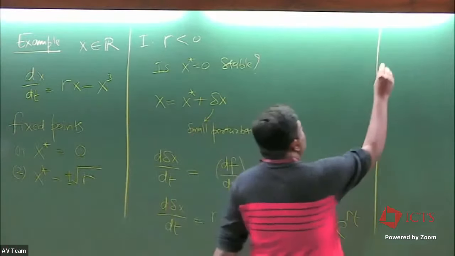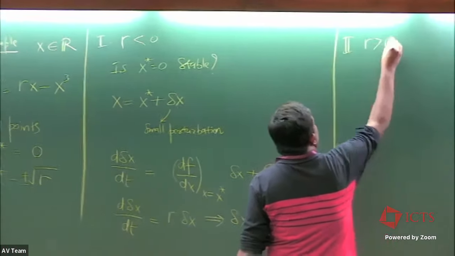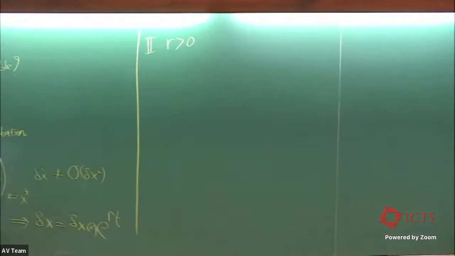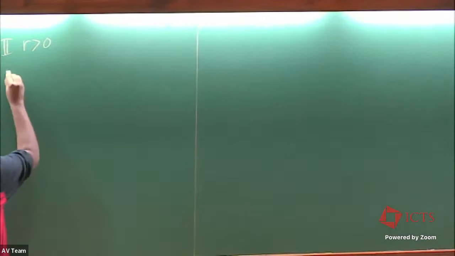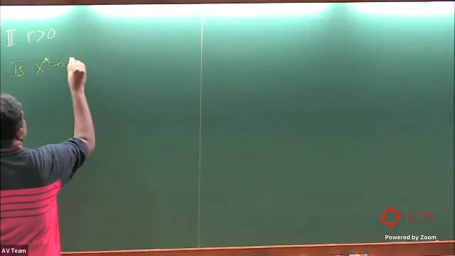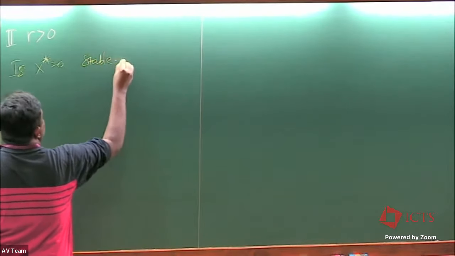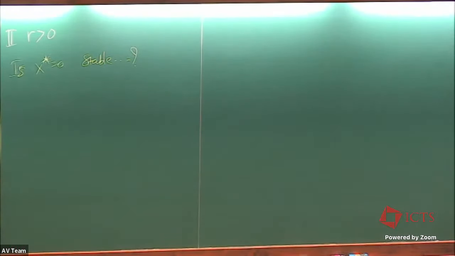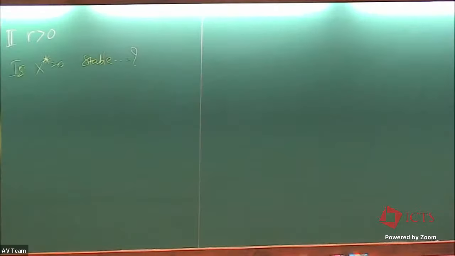So when R is positive, please work out the similar thing. Same question: is x star equal to 0 stable now? We don't have to rework. We already have the answer. You should be able to tell me quickly. Is that stable? Unstable? Unstable. It's unstable. Because you just said that this is an exponentially growing increase in the perturbation. And if R is positive, very soon the system will leave x star equal to 0. So no, this is not stable.